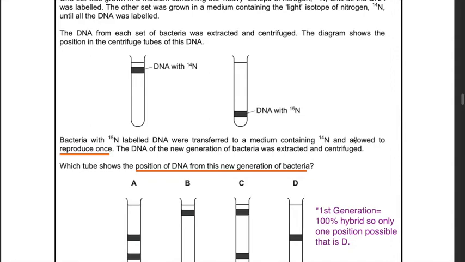Because if you combine 14N, that is at the top of the tube, with 15N, that is at the bottom of the tube, you would get a position being somewhere in the middle, because it is hybrid and it is 100% hybrid. Whereas A and C show 2 positions, which is not possible because it should be 100% hybrid, therefore only one position is possible. B shows the same position as the DNA with 14N, which cannot be true, because if it is hybrid it will have both 14N and 15N. So if you combine 14N with 15N, you get a position being in the middle, and that is only if it is 100% hybrid. Hence the answer is D.